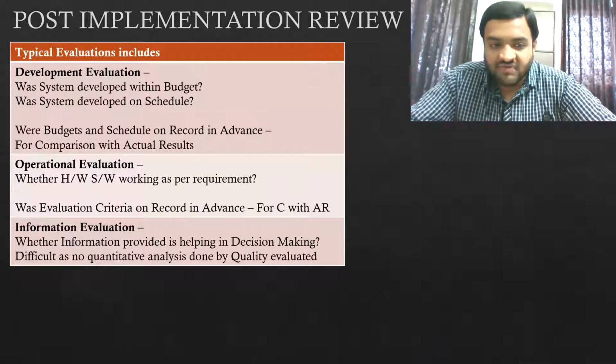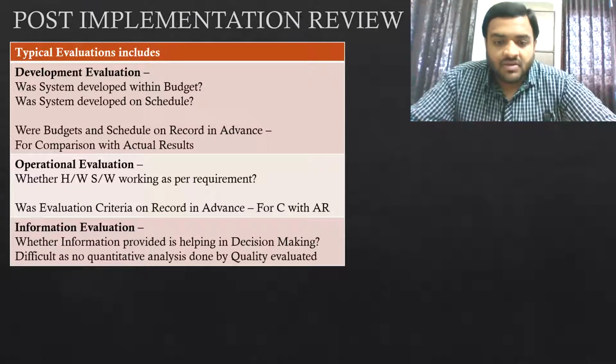After that, in operational evaluation, we will see whether the hardware and software are working as per requirement. Now, how to verify whether they are working as per requirement? We saw that there is an objective selection criteria or evaluation criteria. We will see whether this criteria was established in advance, whether it is given on the record in advance. We will compare the criteria with the working conditions and see whether it is operationally efficient or not. So in the operational evaluation, we will have the evaluation criteria established in advance.